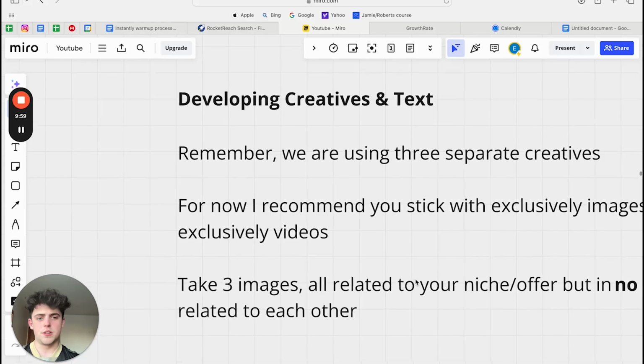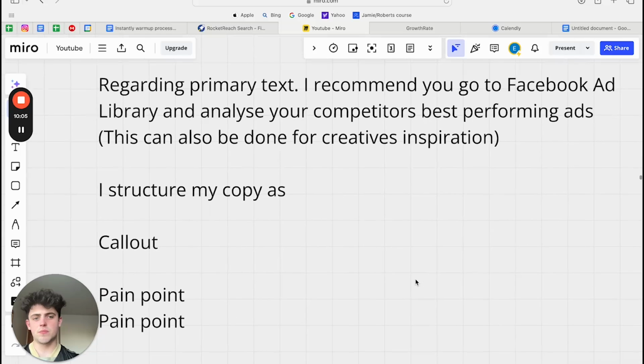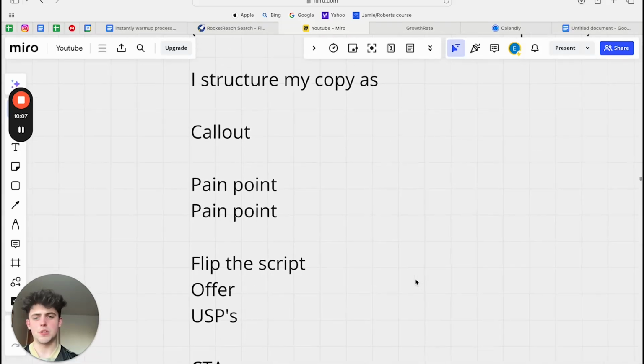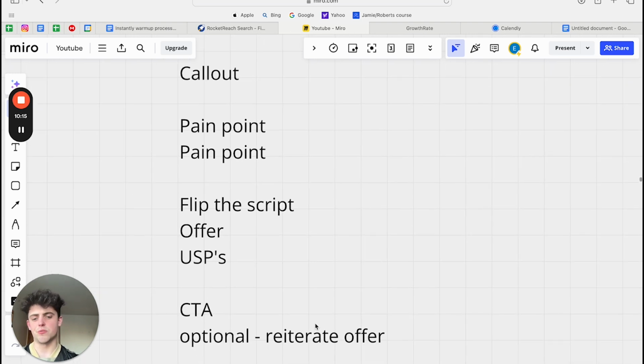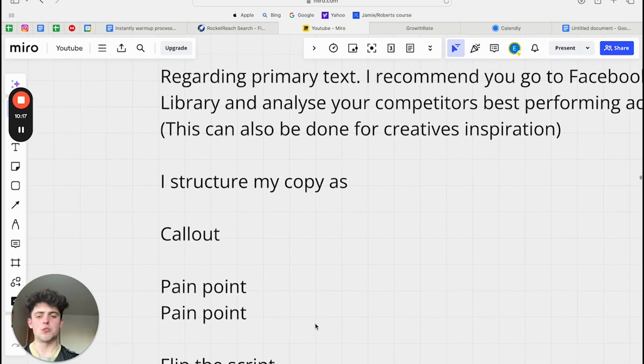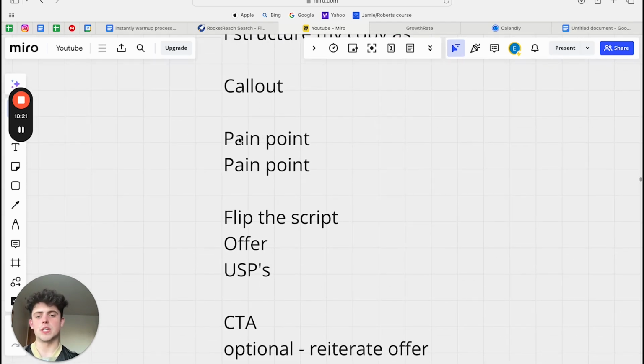Just go over that again. 3 separate creatives, nothing to do with each other, but all related to the niche. Primary text, just go to Facebook ad library, you can copy your competitors. Call out, pain point, flip the script, offer, USPs, call to action, and you can reiterate the offer if you want. And what you're trying to do here is understand your customer. So what is going to give them the most pain? What are they going to resonate the most with? What's going to be the most relatable to them? And incite action.